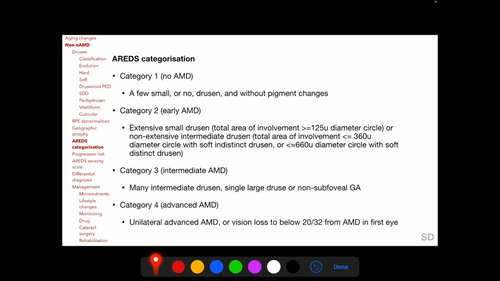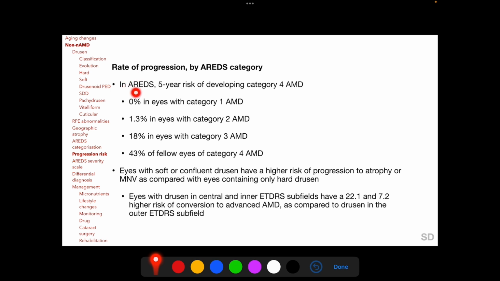So we note here that eyes with a few small hard drusen are categorized as no AMD, and eyes with even a single large soft drusen are categorized as intermediate AMD. The AREDS study found that the 5-year risk by category of developing category 4 AMD is as follows: 0% in eyes with category 1 or no AMD which have either no drusen or only a few small hard drusen, and 18% in eyes with category 3 or intermediate AMD having many intermediate drusen or at least one single large soft drusen. And fellow eyes of eyes with category 4 AMD have a 43% 5-year risk of developing category 4 AMD.